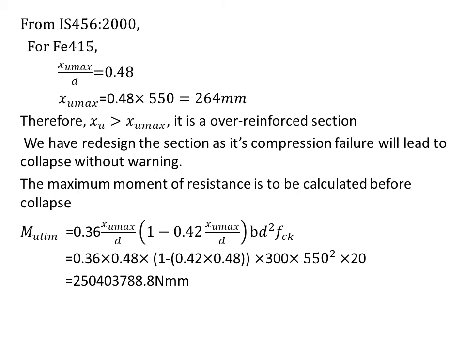When you analyze the design of a beam, if it shows an over reinforced section, we have to redesign it, else compression failure will take place, the concrete will crack and collapse, and the building will collapse without any warning. If it was a tension failure, like in the under reinforced section, it will show some warning before collapsing if the tensile load is more, but that's not the case in compression failure. So we have to redesign this section.